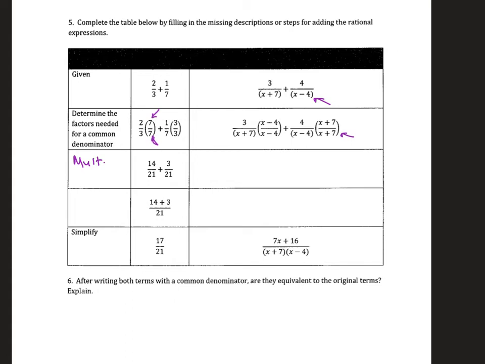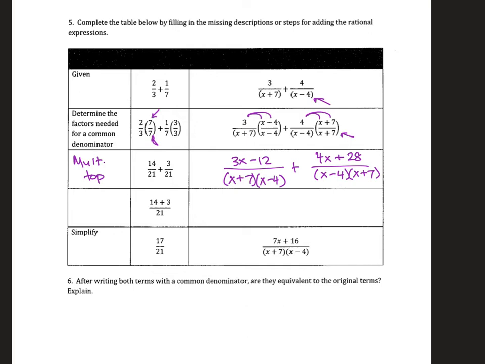So we'll multiply through, and we'll actually go through and distribute 3 times x and the 3 times the -4. On the denominator, I don't recommend multiplying. I do recommend just leaving it in the factored form. So once again, on the top, the 4 times the x, which is 4x, and the 4 times the 7, which is 28. And once again, just leave what's in the denominator. So again, that was multiplying just the top.